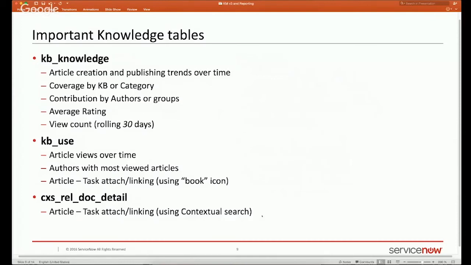If you're using contextual search, which is the more standard way of accessing knowledge base as a part of incident resolution, then the table is as follows: CXS, which stands for contextual search, _rel doc detail, and that's where you find the linking information between article and task for contextual search.